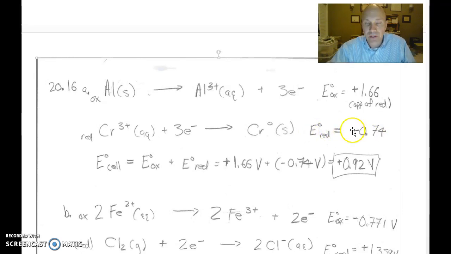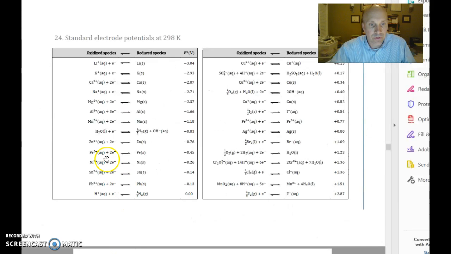So what that means is that for the oxidation, we can still do it. You just need to remember that it needs to be turned around. So let's see, my guess is that's probably in there.